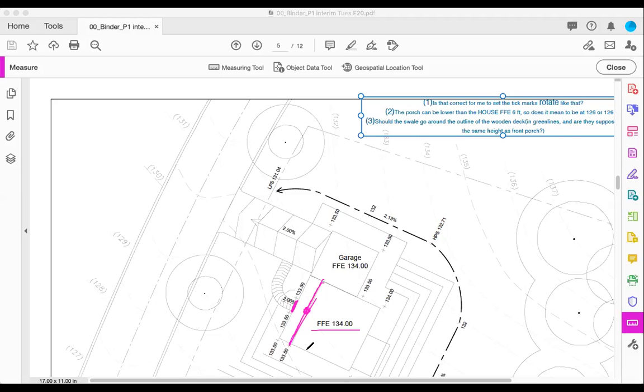Should the swale go around the outline of the wooden deck? Right now, you could assume that the wooden deck does not. Oh, that's the timer. I'm sorry. I'm gonna set up another one. Cool. So basically, you can imagine that the deck doesn't exist because your key task is to grade the ground outside of the building. Okay. You can assume that the back deck is at the same elevation as your building.